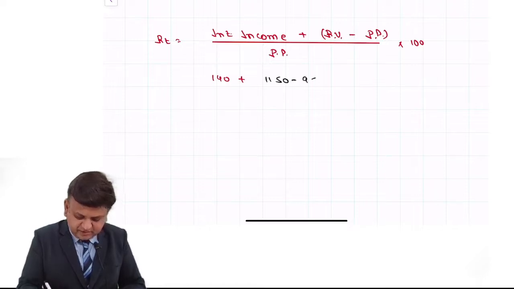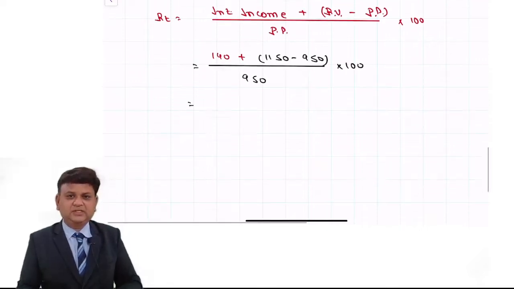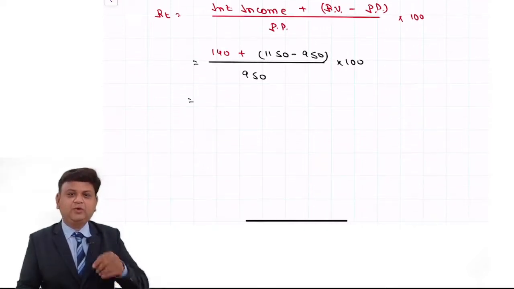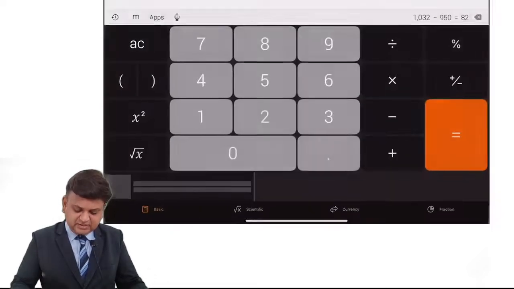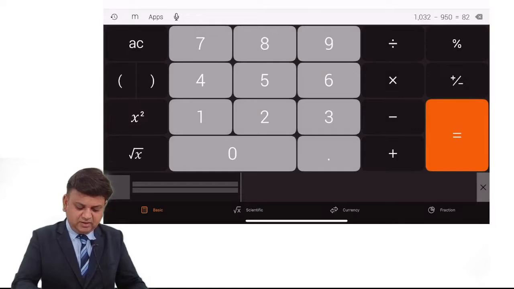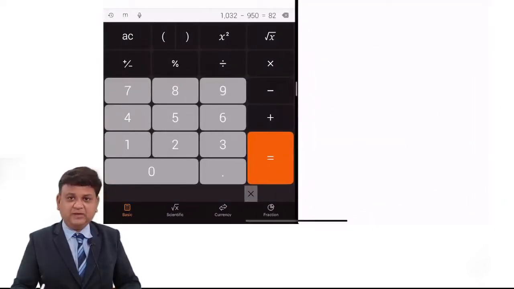The security must have been purchased at 950, divided by again 950 into 100 for getting the answer in percentage terms. This is the way we can make the calculation, with 200 rupees as the change in the price, and 140 is, we understand, the interest income. That is the way the total return can be calculated.